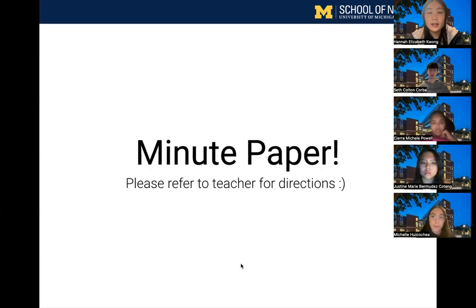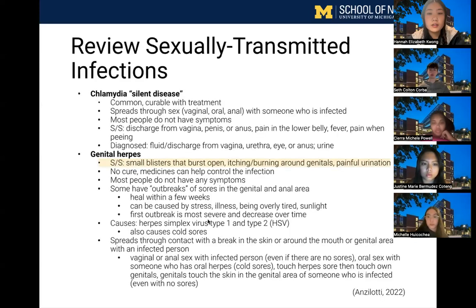And this is where the students will be completing a minute paper based on the learning provided so far, and the instructions have been provided to the teacher.